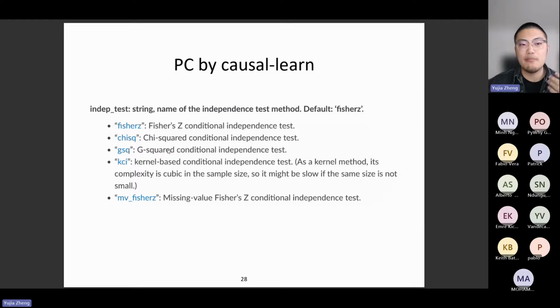As we have mentioned, the key component of the constraint-based algorithm is the independence test method. If we choose the correct type of conditional independence test, we can deal with arbitrary types of data. For example, for linear Gaussian data, we can just use Fisher-Z. For discrete data, we can use chi-square or g-square. And for rather general non-parametric distributions, we can use the kernel-based conditional independence test. And even if we deal with practical issues, for example missingness, we can use MV Fisher-Z, which stands for missing value Fisher-Z, which I will elaborate on in more detail later.